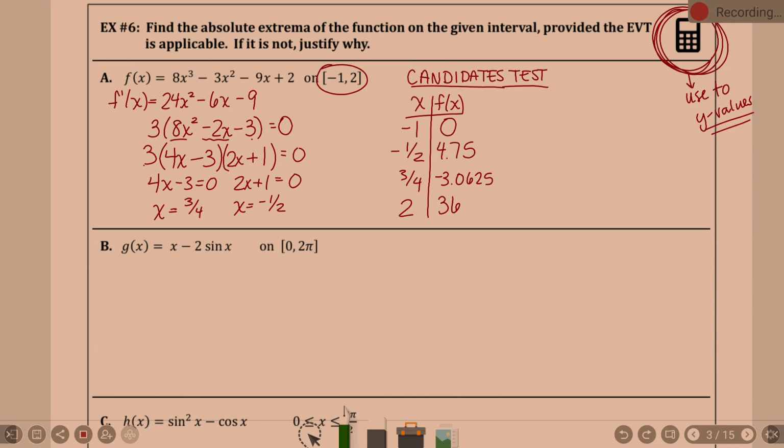is find the absolute extrema. So on this interval, we have 2 endpoints and we have 2 critical points. Those critical points are mins or maxes, most likely. Absolute means we want the highest and the lowest. So, what is my max value? 2. Max of 36. What is my minimum? -3.0625?